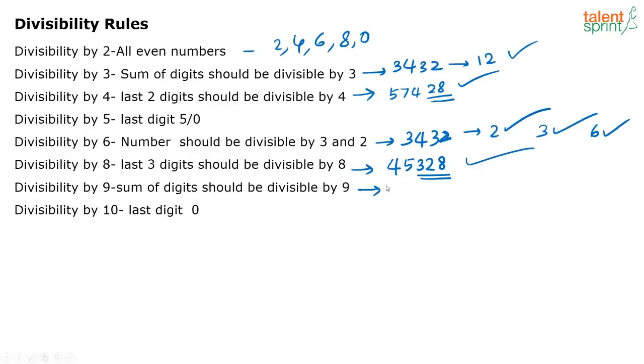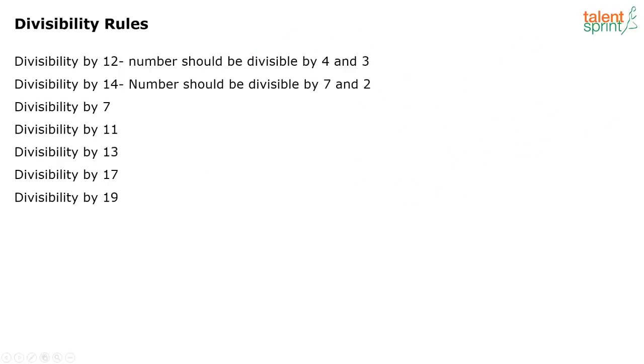Similarly, to check for divisibility by 9, if you have a number like 729, add the sum of the digits; the sum should be divisible by 9. When you add here, you get 7 plus 2 is 9, 9 plus 9 is 18, 18 is divisible by 9, so this number is also divisible by 9. Now divisibility by 10: if the last digit is 0, it is divisible by 10. All of you know that.